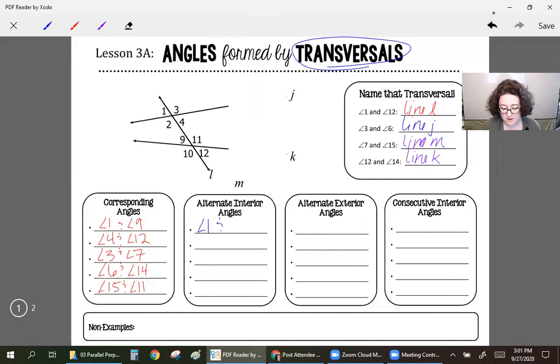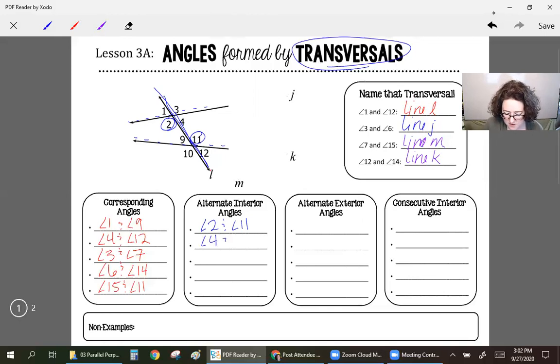So if I'm looking at alternate interior angles, here's what that really means. As I'm looking at my transversal, which intersects these two dotted lines, I want to have a pair of angles that's on alternate sides, but inside the dotted lines. One example would be angle 2 and angle 11. One's on the left, one's on the right, but they are in between those two dotted lines.